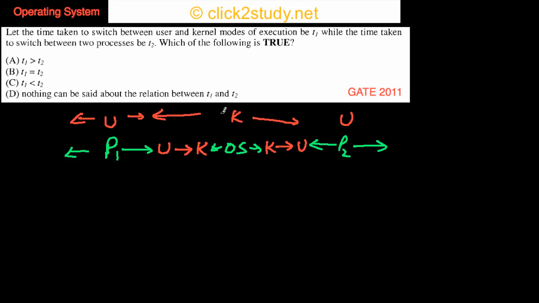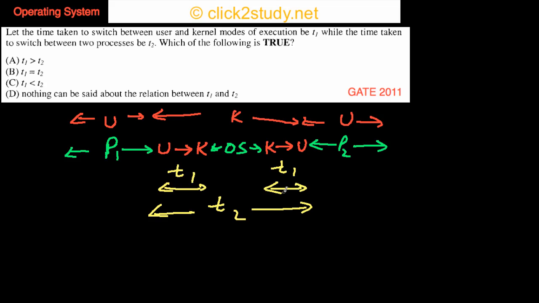So what you learn from here is that there is a user to kernel mode switch, which is t1, and there is this again t1, and this complete switch from p1 to p2 is t2. So obviously t1 is a part of this bigger t2. That means t2 has to be greater, or t1 has to be smaller than t2, which is option C.